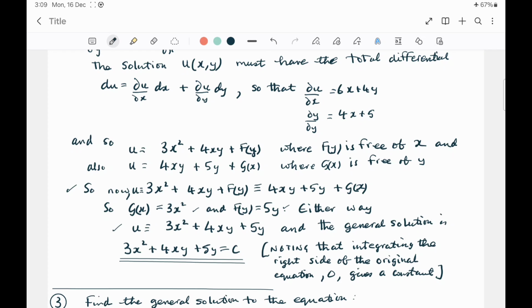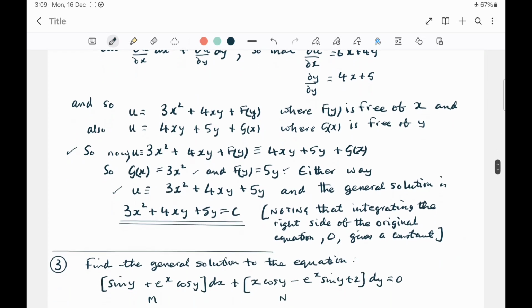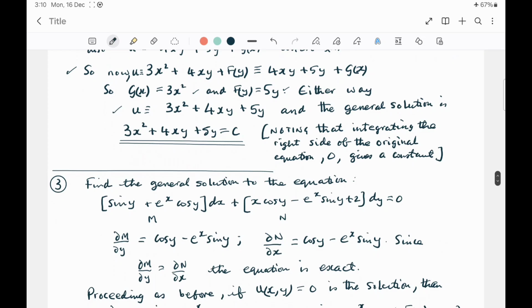And so the general solution of our differential equation is 3x squared plus 4xy plus 5y equals a constant c. Noting that when we integrate the right-hand side of the equation, we'd have to put down a constant there, because when you differentiate a constant, that is 0. Okay? So that deals with the first problem. Then I'm going to do number 3.